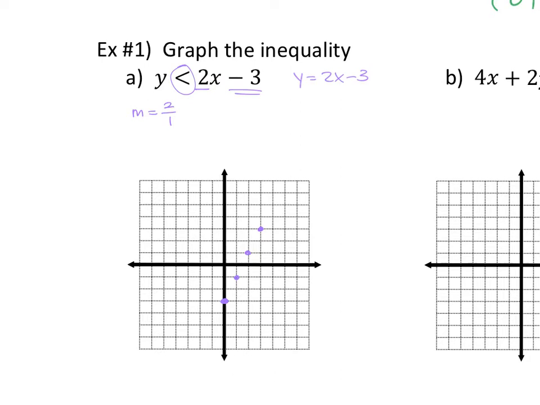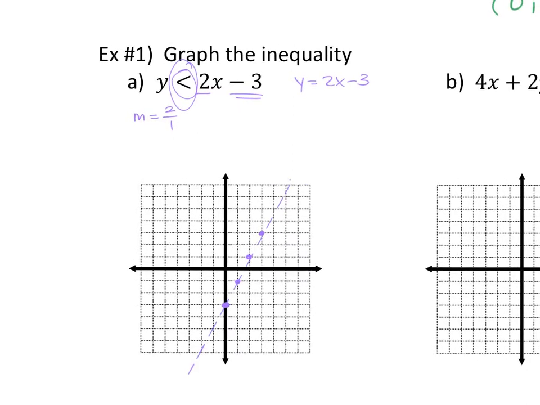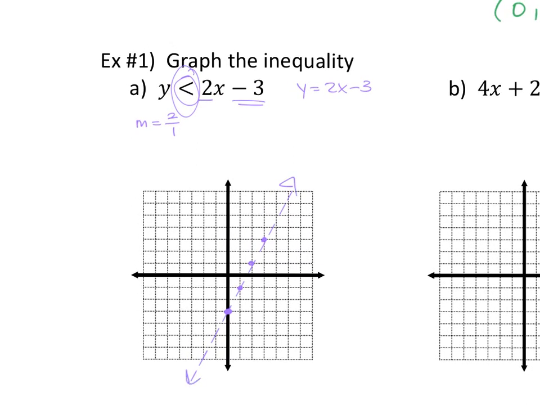Now here's where you need to stop and think. This is less than. It's not less than or equal to. So this is going to be a dotted line. So you're going to line it up like this. Dotted line here. Okay. And now we need to shade because it's an inequality. It's saying it's everything less than this.